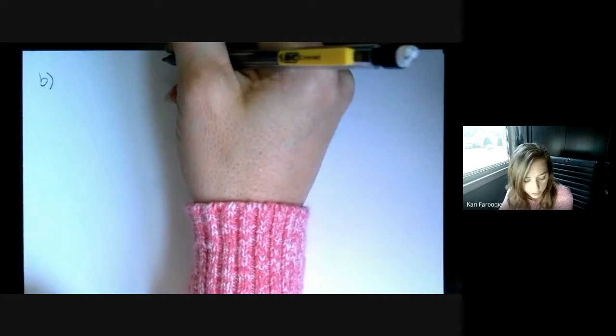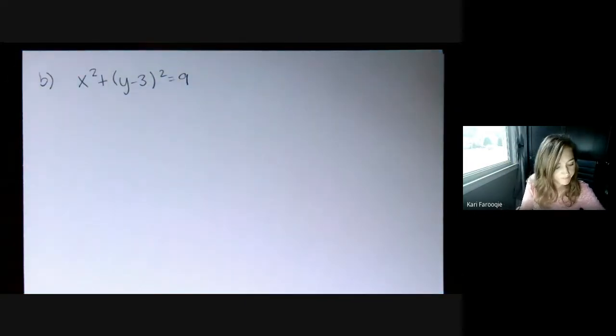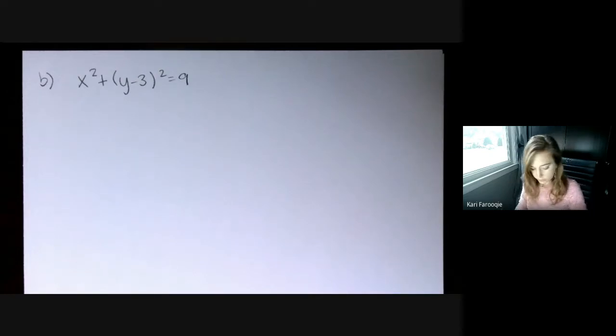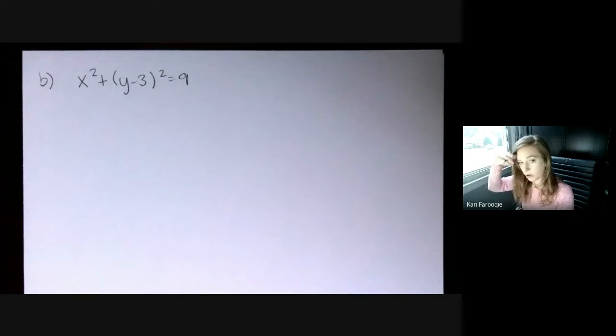Okay, let's do another one of these. This is actually a little bit of a more common one that you're going to see when it comes to polars. So the rectangular form is x squared plus (y minus 3) squared equals 9. We're going to go through here, and again, we're going to make these substitutions so that we can rewrite this using r and theta.